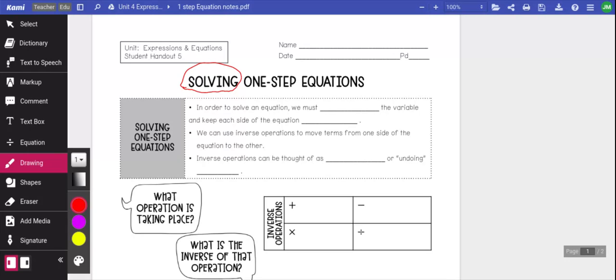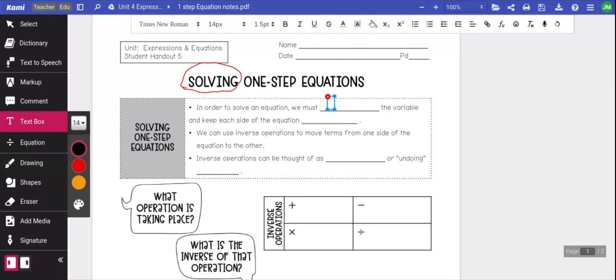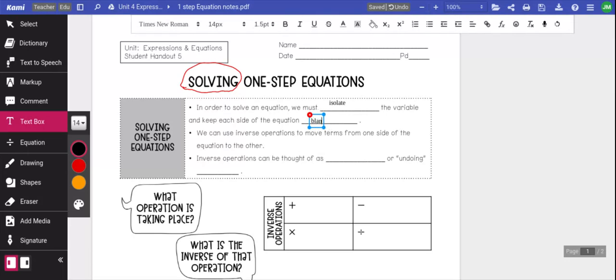Okay, so when we are filling in these blanks on the assignment, right here, in order to solve an equation, we must isolate the variable and keep each side of the equation balanced. Okay, so basically, if we are isolating the variable, that is the letter, we are keeping it on one side of the equal symbol and having all of the other information on the other side. Once we simplify it down, work our way through it, we will end up with a variable on one side and a constant on the other, which will demonstrate what it equals.